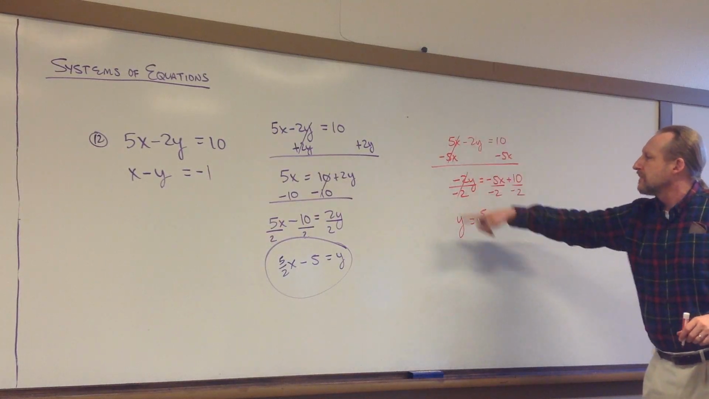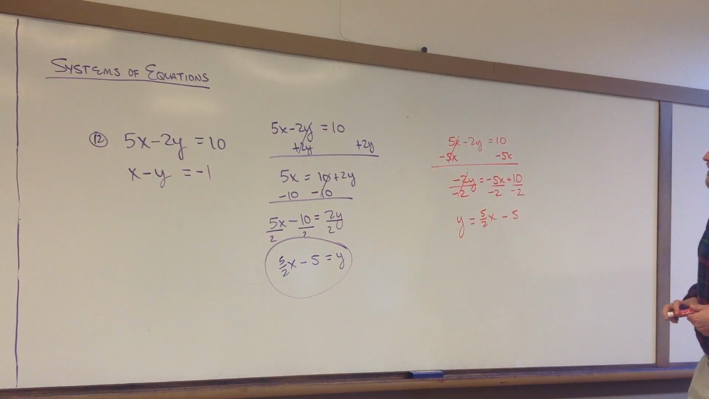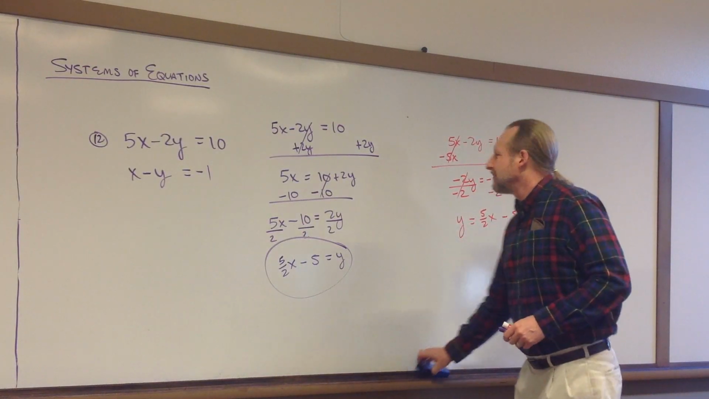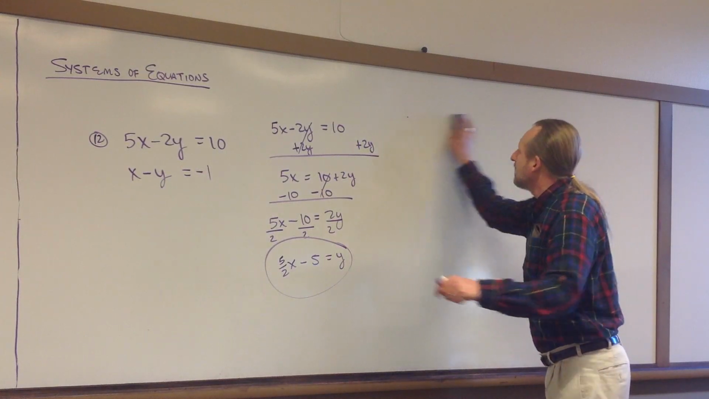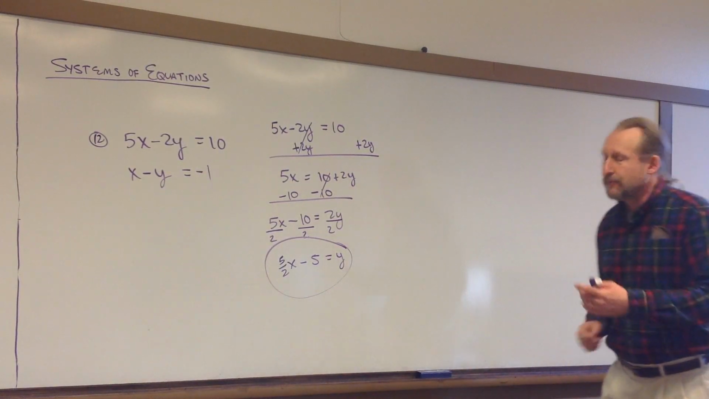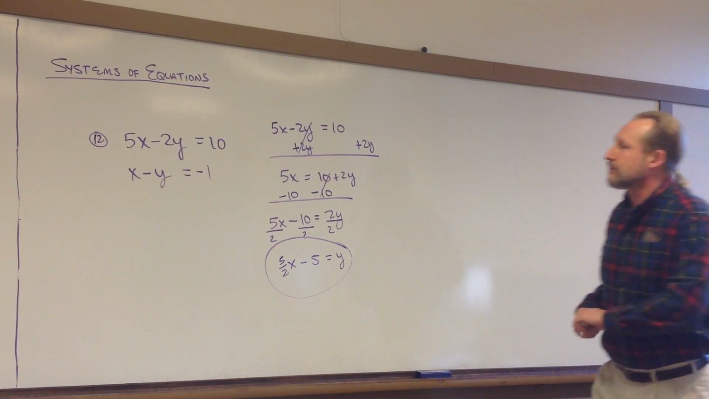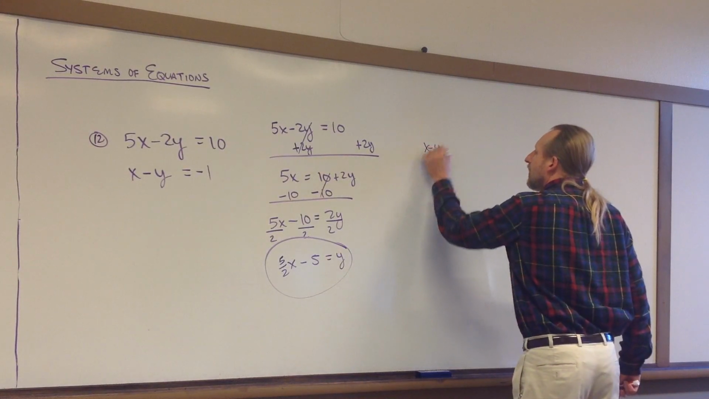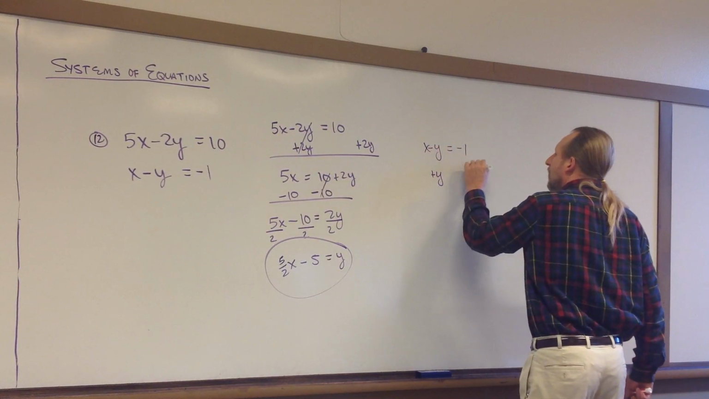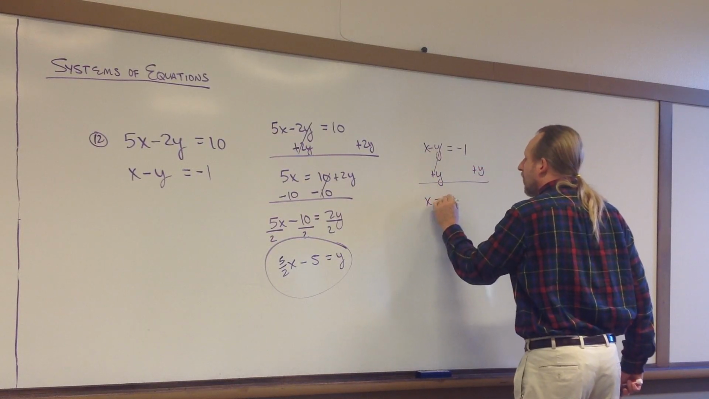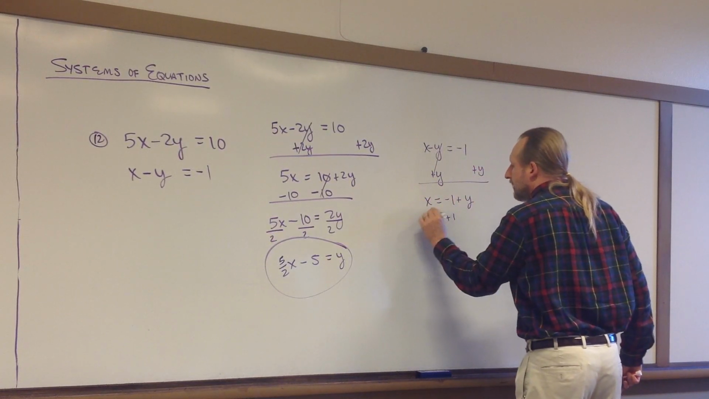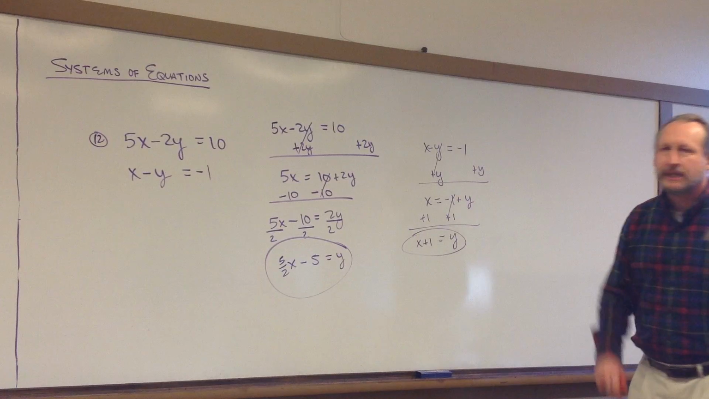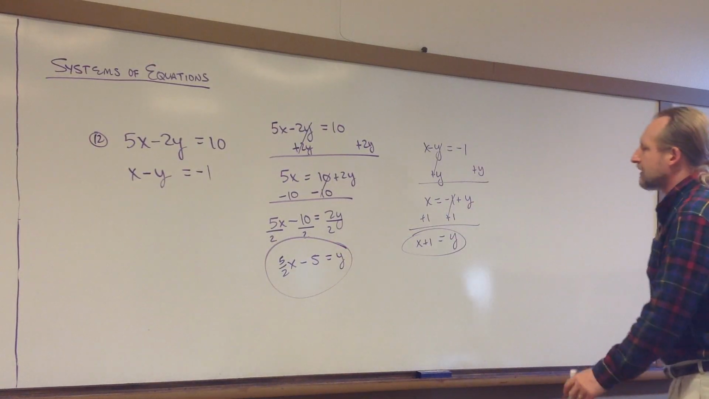I find that this just has more room to make errors, but again, whatever makes the most sense to you, I think is the way that you should go about doing the problem. That's one of the beautiful things I think about mathematics, is that you have choices. Okay? All right, so x minus y equals negative 1, so I'll add the y over, and then add the 1 to put it with the x. So there's our two lines. y equals x plus 1 and y equals 5 halves x minus 5.